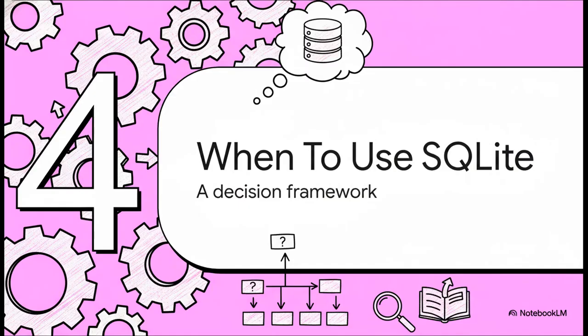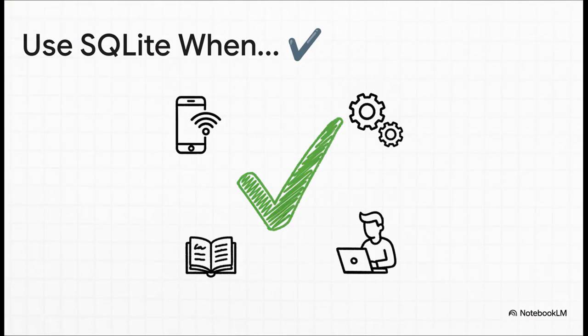So let's put this all together. Now that we understand the good, the bad, and the ugly, when should you actually reach for SQLite in your own projects? Let's build a simple framework. You absolutely want to reach for SQLite when you're building a mobile app that has to work offline. It's perfect for caching data to make your app feel lightning fast. Storing user settings or building a simple desktop app, SQLite's going to be your best friend. It's all about speed, simplicity, and keeping that data local.